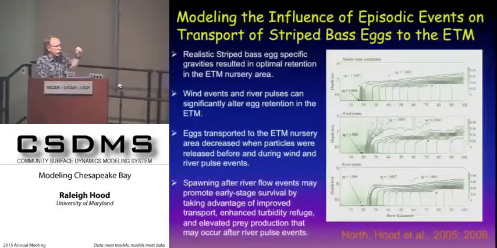And it's best because that way they don't get blown out of the ETM, but it's also a time after these river flow events, you get a lot of nutrients and stuff coming into the bay, and so there's a lot of food there. And in fact, these fishes tend to time their egg releases to after these events, so it optimizes their retention and the food available to them.